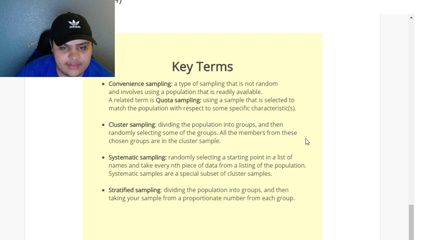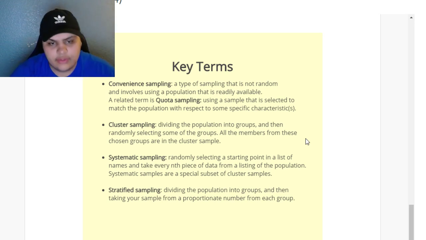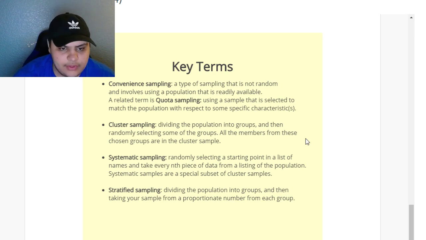Systematic sampling: randomly selecting a starting point in a list of names and taking every nth piece of data from a listing of the population. Systematic samples are a special subset of cluster samples. So you just have a starting point and then you go, I'm going to take every 7th name. You count up to 7, you take that person and you survey them, and then you just keep going with that. Go another 7, go another 7, go another 7. That's how systematic sampling works.